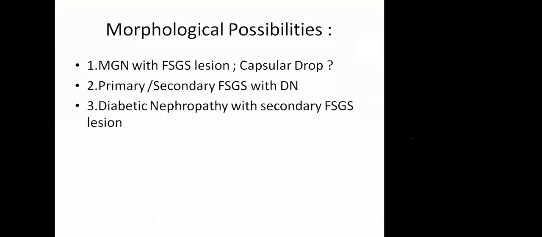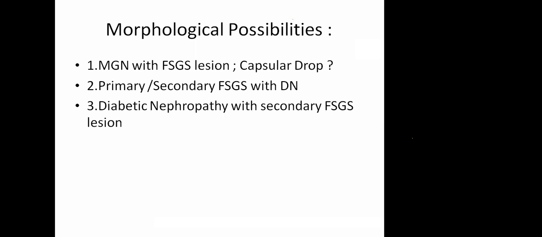That is whether we are dealing with MGN with FSGS lesion and there is a capsular drop for which I don't know the reason. The second possibility is whether it is FSGS with early diabetic nephropathy or it is diabetic nephropathy with secondary FSGS lesion. So this possibility is unlikely, diabetic nephropathy with secondary FSGS lesion, because only advanced diabetic nephropathy will produce so significant proteinuria. So in this case, there are no advanced diabetic changes.